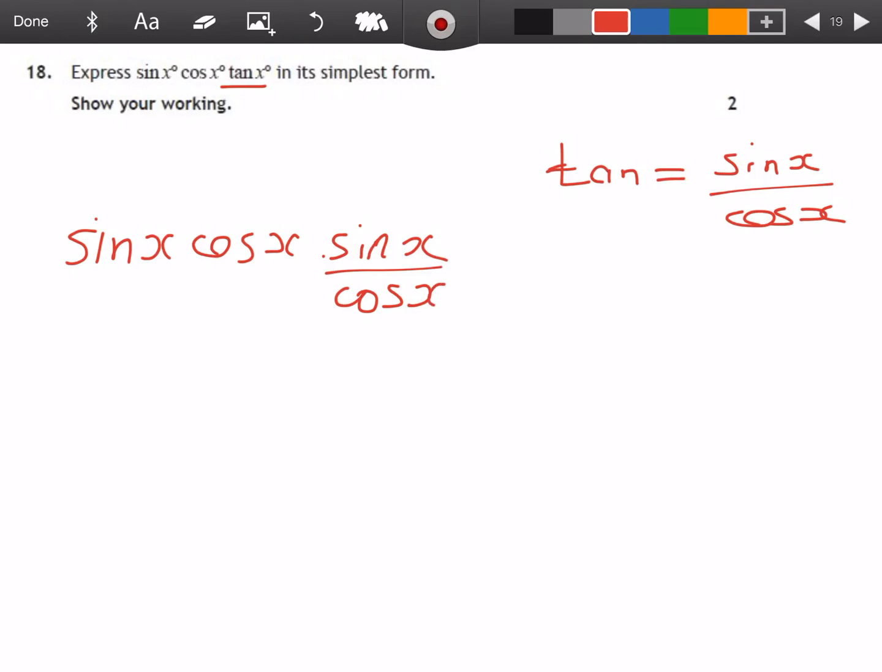Now, you've got a cos at the top, divided by cos at the bottom. They're going to cancel out. Really what you're left with is sin x, now then multiplied by each other. Sin times sin, x times x. We write this as a sin squared x. Just like x times x is x squared, sin times sin is sin squared.